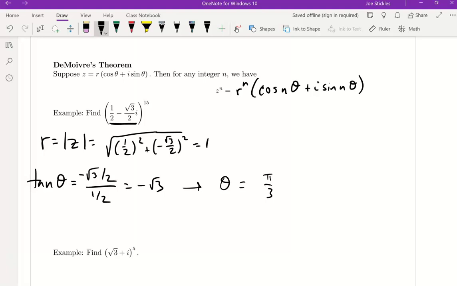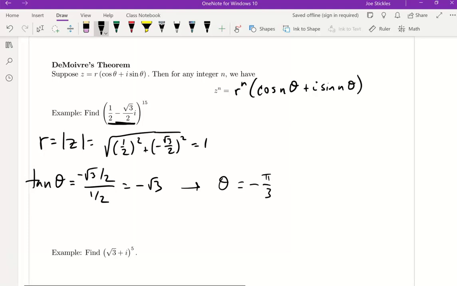What quadrant is this point in, if you think about it that way? What quadrant is 1/2 minus root 3 over 2 i in? 4. So instead of using positive pi over 3, we would use negative pi over 3. That works. Or you could use 5 pi over 3. But making it negative is just easier, isn't it?